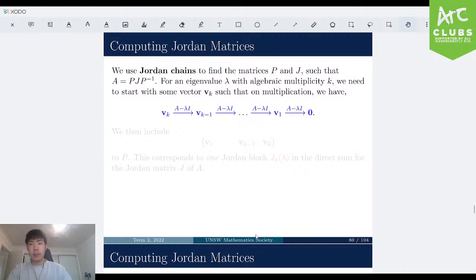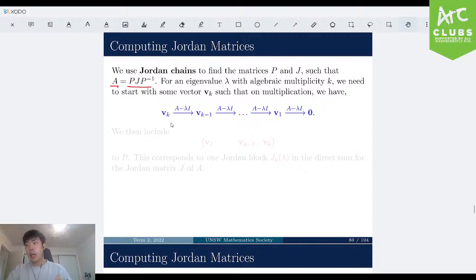So to compute a Jordan matrix, we make use of Jordan chains. Okay? Again, our goal is to rewrite any n by n matrix A into this form, where P is some matrix times J, which is a Jordan matrix, times P inverse. Okay, so let's say we have a particular eigenvalue lambda with algebraic multiplicity k. How are we going to form this P? How are we going to form this J?